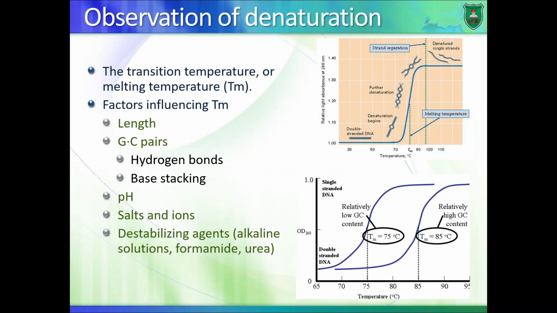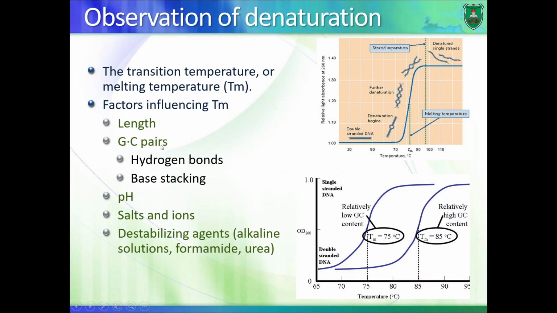Okay, so the longer the DNA, the higher the melting temperature. In other words, the longer the DNA, the more energy, the more heat is needed to disrupt the hydrogen bonds between the two strands. Okay, so the melting temperature becomes higher.